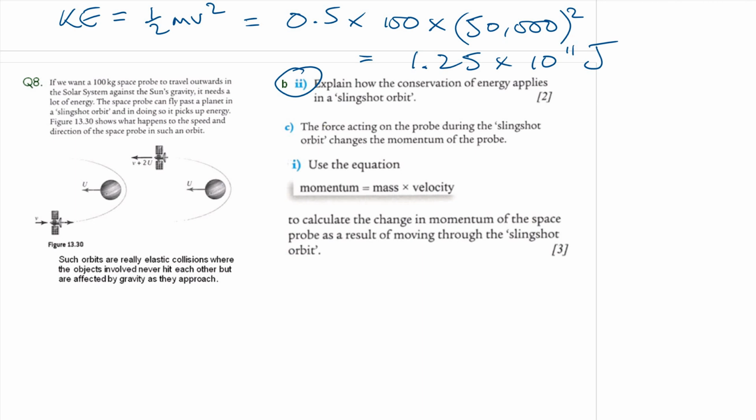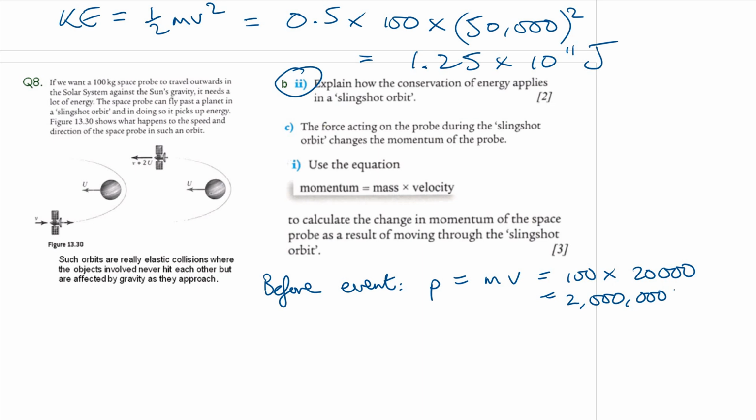And finally now, momentum, this is C part 1, before the event, we're after the momentum of the probe. Mass times velocity, and at the start it was 100 kilograms multiplied by its original speed, and that gives us 2 million kilogram meters per second.